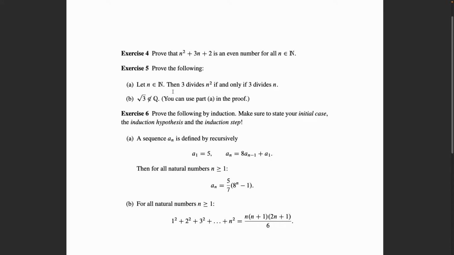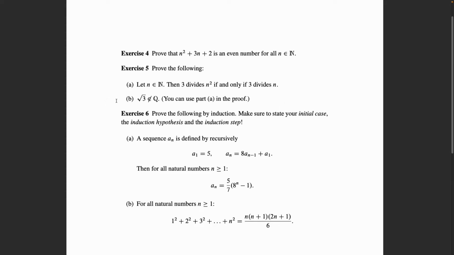In part A, given some natural number n, we are supposed to prove that 3 divides its square, n squared, if and only if 3 divides n. You might remember that we had something similar with odd and even numbers, so that was 2 divides n squared if and only if 2 divides n, and here we have the same with 3.